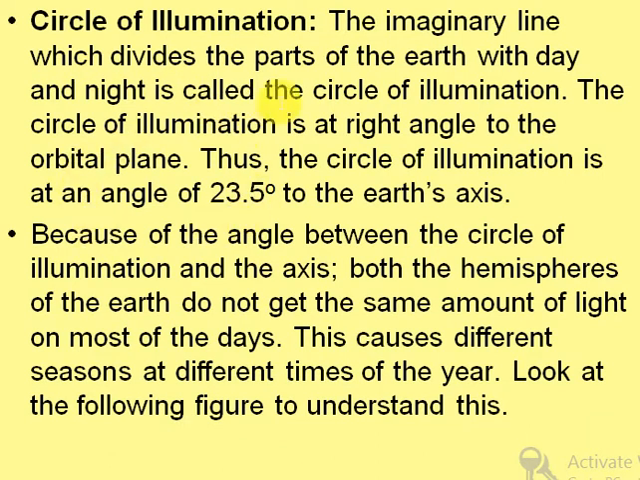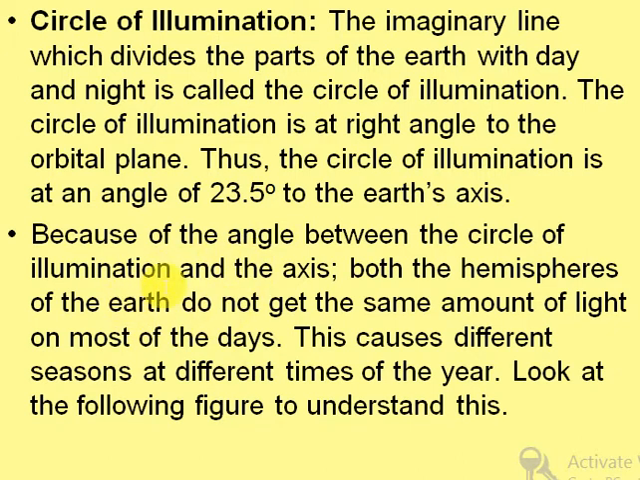Now we discuss the circle of illumination. So what is it? We have already seen the imaginary line which divides the parts of the earth with day and night is called the circle of illumination. The circle of illumination is at a right angle to the orbital plane. The circle of illumination is at an angle of 23.5 degrees to the earth's axis.